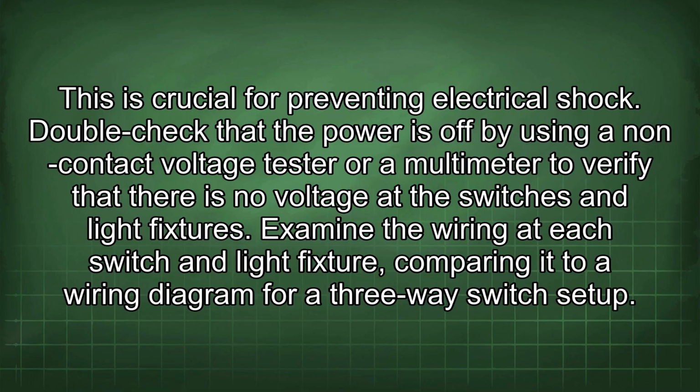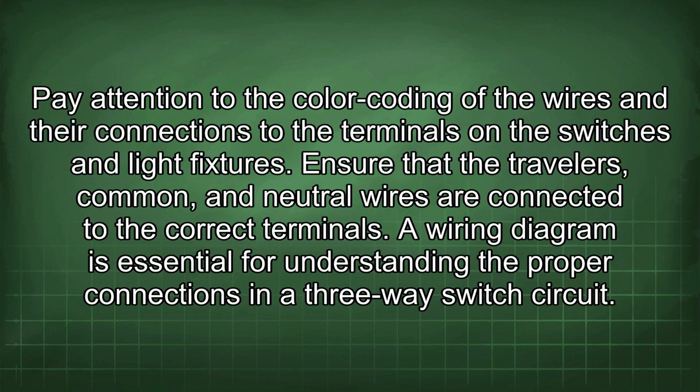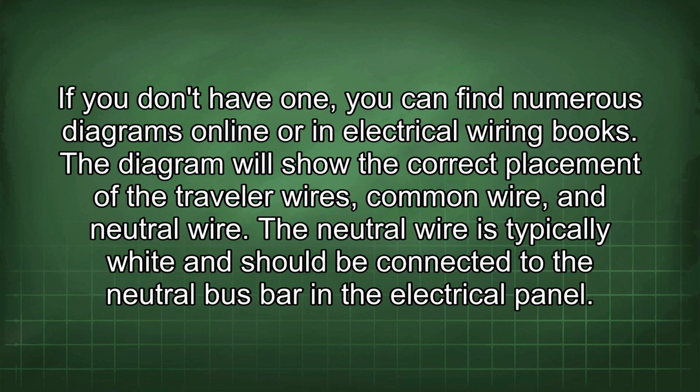Examine the wiring at each switch and light fixture, comparing it to a wiring diagram for a three-way switch setup. Pay attention to the color coding of the wires and their connections to the terminals on the switches and light fixtures. Ensure that the travelers, common, and neutral wires are connected to the correct terminals. A wiring diagram is essential for understanding the proper connections in a three-way switch circuit. If you don't have one, you can find numerous diagrams online or in electrical wiring books. The diagram will show the correct placement of the traveler wires, common wire, and neutral wire.